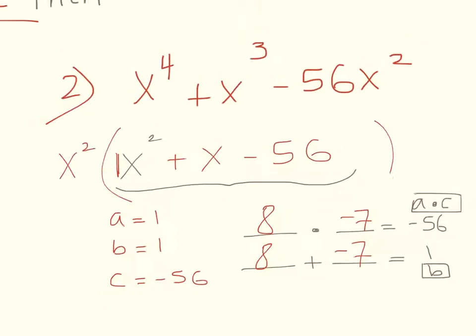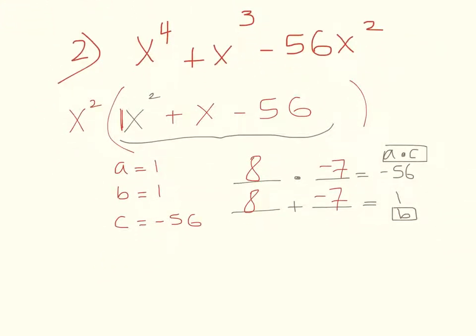Now, once you do that, then you're done because a is 1. So you don't need to do anything further. So then don't forget to copy x to the second down. And then this thing is going to factor to give you x plus 8, which is the number that you just found over here. And the other factor is going to be x minus 7.